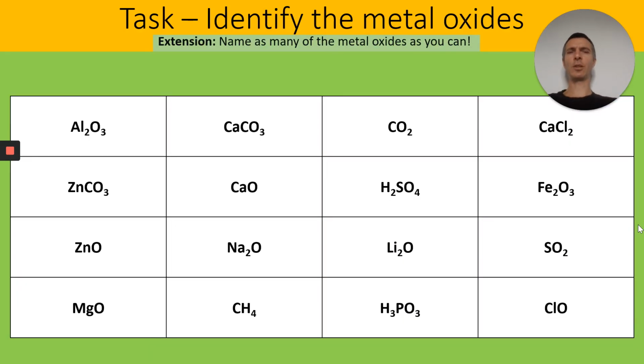Okay, next task I'd like you to do: with the names of all these chemicals here, could you write down the names of the ones which are metal oxides, remembering that a metal oxide is a compound that contains metal and oxygen only. So could you write down now the names of those metal oxides, and if you're able to, write down what they're called as well, please.